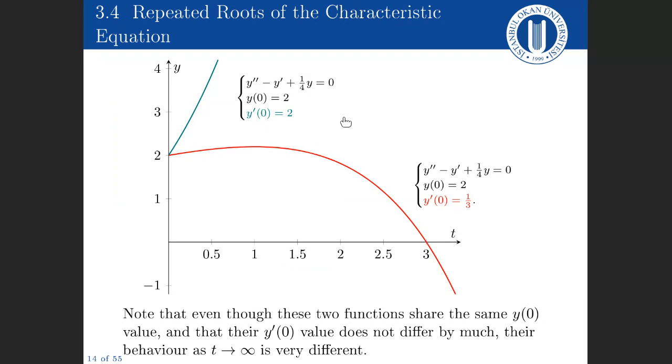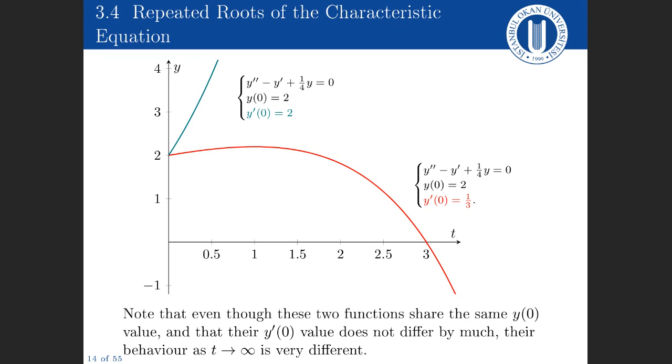The solutions to two initial value problems here. Both initial value problems have the same differential equation, and they both have the same first initial condition, y(0) is equal to 2, which tells us that when t is equal to 0, y is equal to 2. In other words, we pass through the point (0, 2).